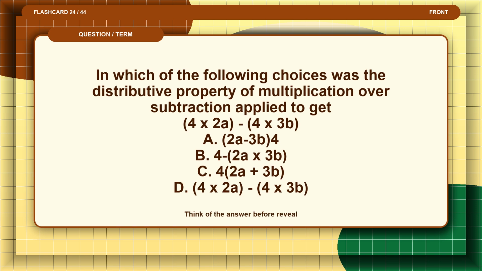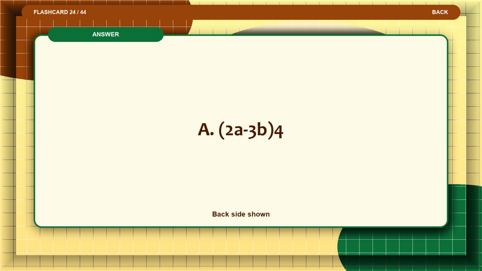Flashcard 24. In which of the following choices was the distributive property of multiplication over subtraction applied to get 4x(2a 3b)? A. 2a 3b 4b. B. 4(2a) x 3b. C. 4(2a plus 3b). D. 4x(2a) 4x(3b). Think of the answer before the reveal. The answer is A.